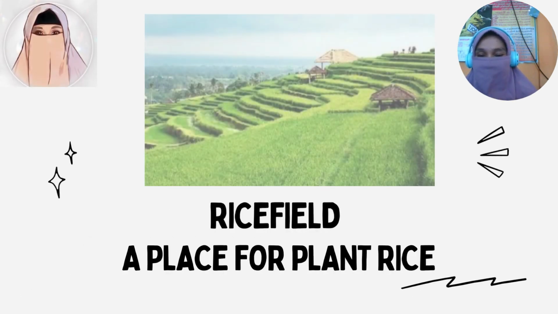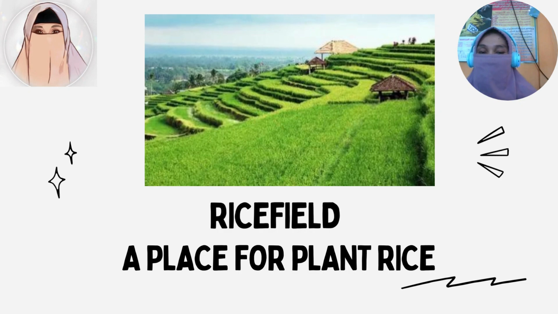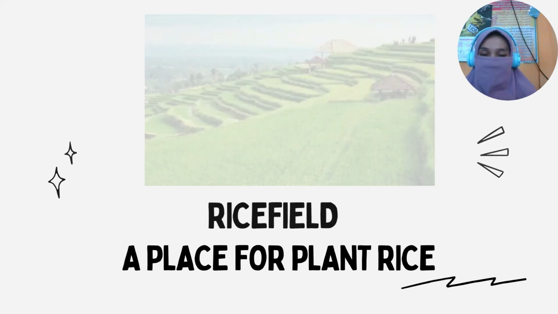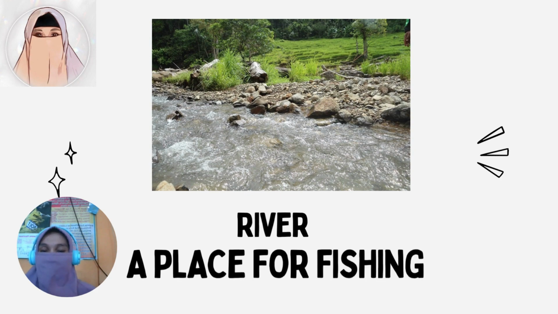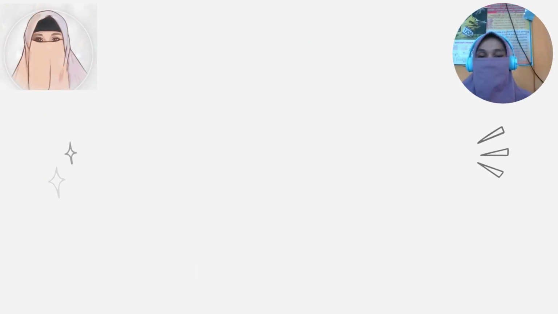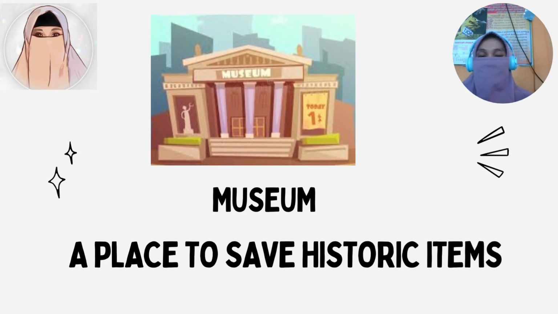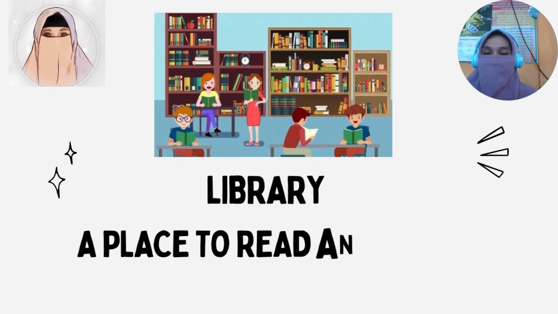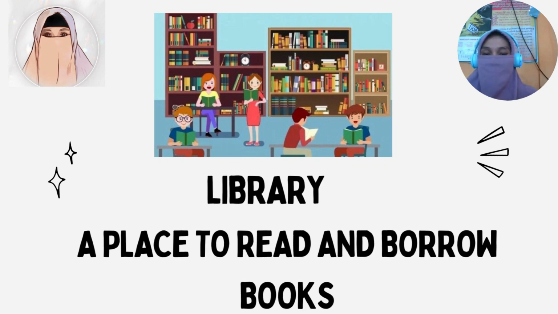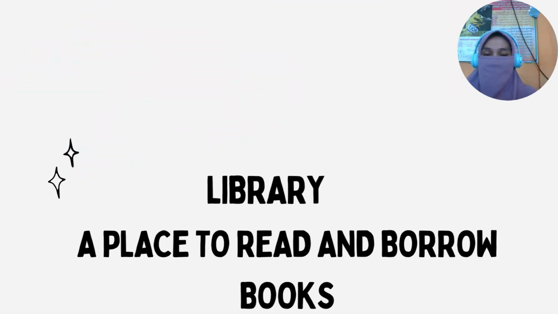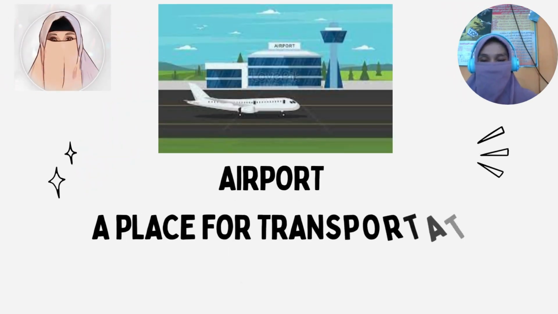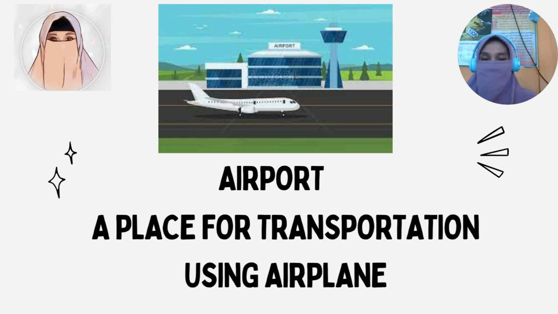Rice field. A place to plant rice. River. A place for fishing. Museum. A place to save historic items. Library. A place to read and borrow books. Airport. A place for transportation using airplanes.